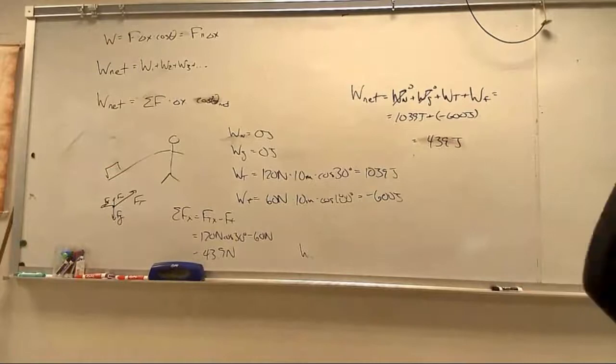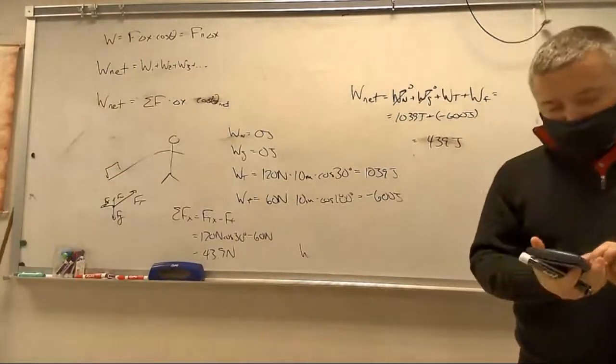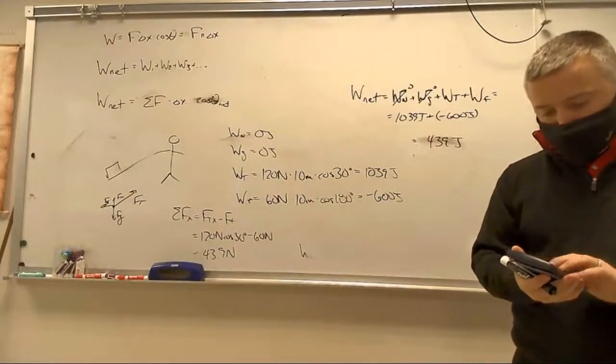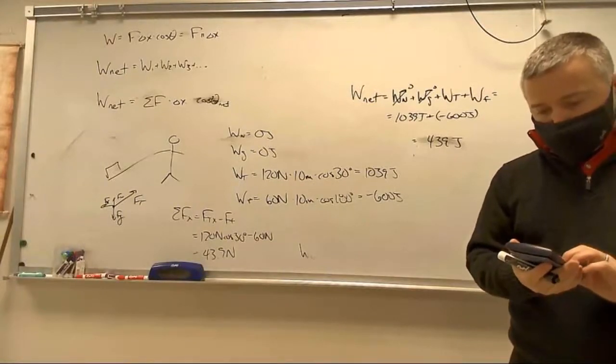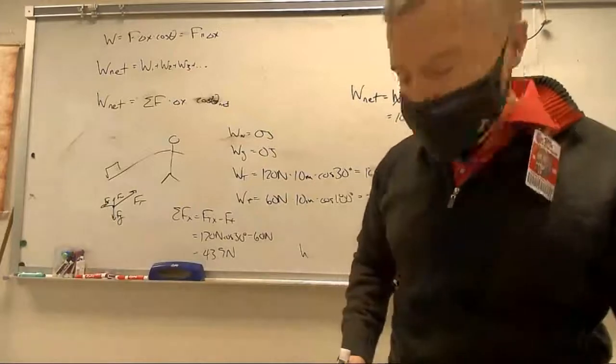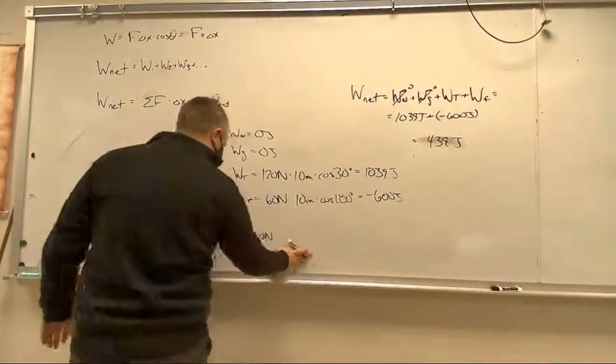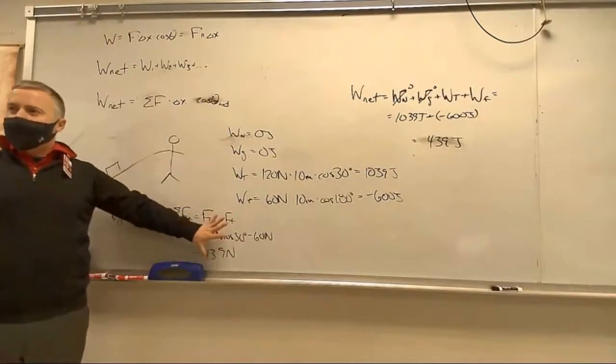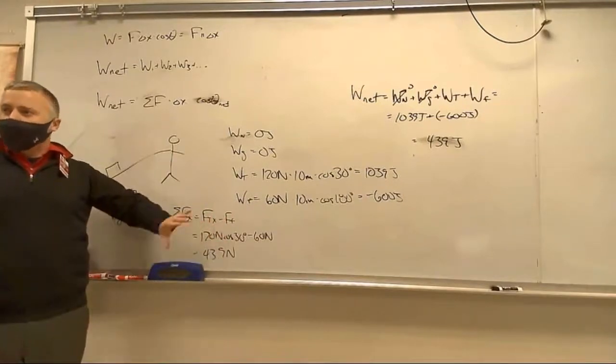Let's go ahead and check that real fast. 120 cosine of 30 minus 60. Yep, 43.9 newtons. Everybody got this? This makes sense. You guys did this last chapter. I'm not forcing you to do it right now, but you could totally do it very easily.